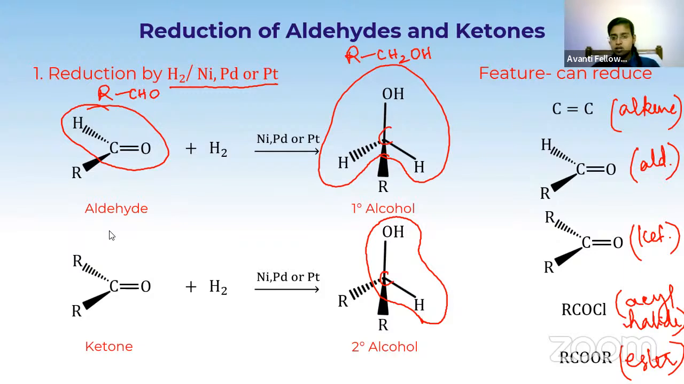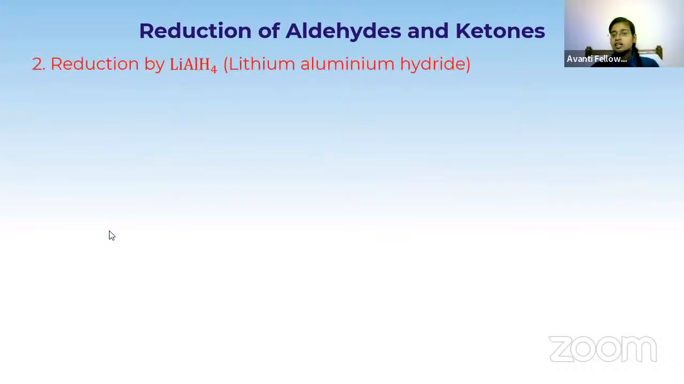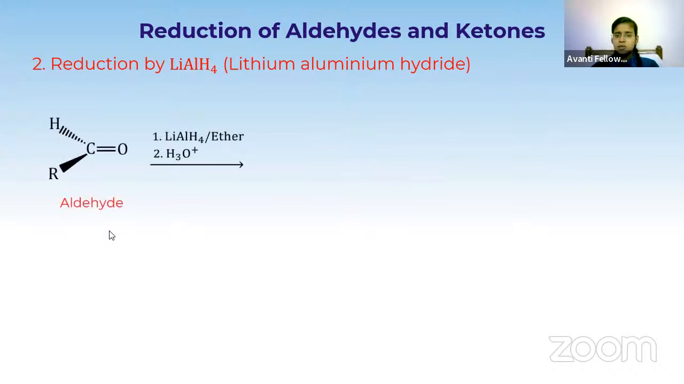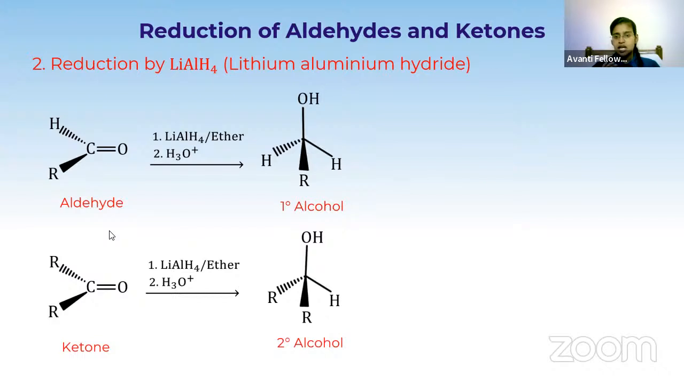Okay. So let me go ahead with the second reducing agent, lithium aluminium hydride. Take an aldehyde and add lithium aluminum hydride in presence of ether and H3O plus. These are the side agents. Ether will act as a solvent and H3O plus is the secondary agent. So the aldehyde will give primary alcohol and the ketone will give secondary alcohol.